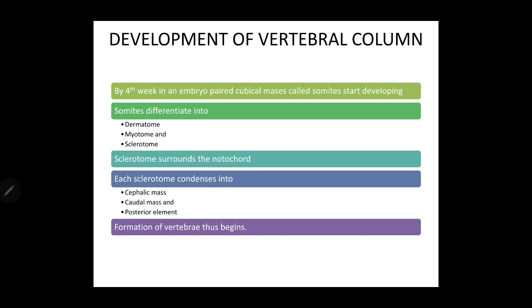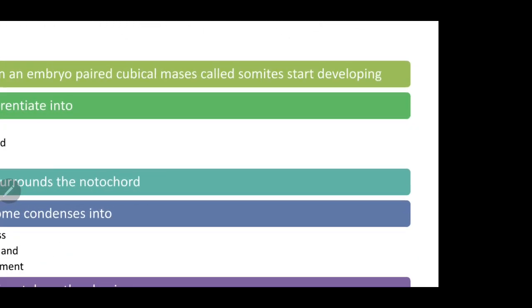The dermatome gives rise to the skin and all the appendages, the myotome gives rise to all the musculature, and the sclerotome surrounds the notochord, and each sclerotome condenses into a cephalic mass, a caudal mass and a posterior element. This is important because the vertebra develops from here. The formation of vertebra begins from these sclerotomes which condense into a cephalic mass, caudal mass and a posterior element.